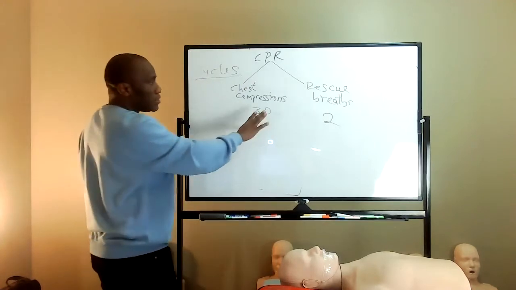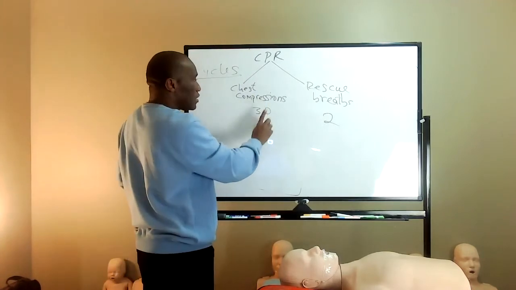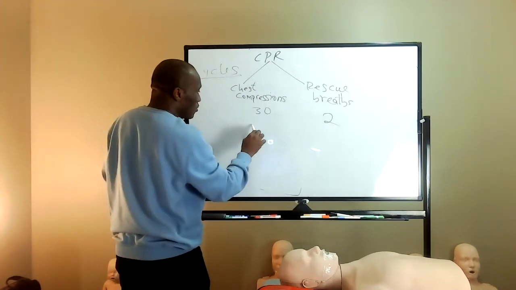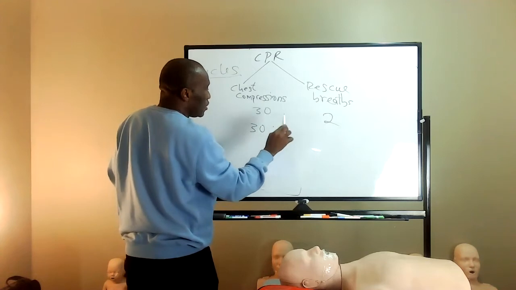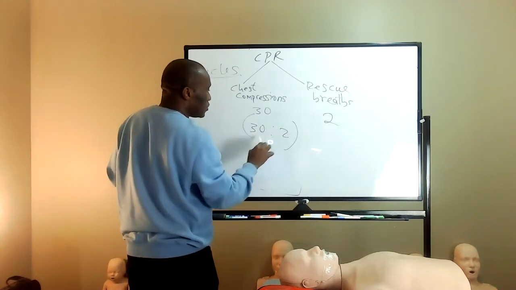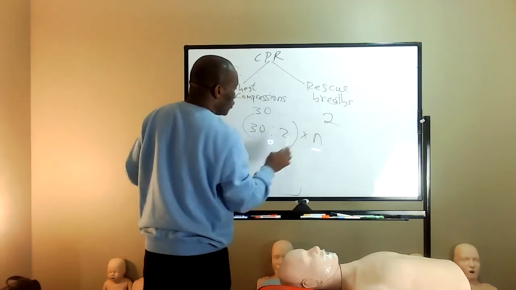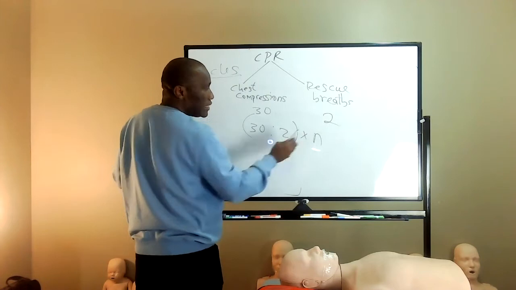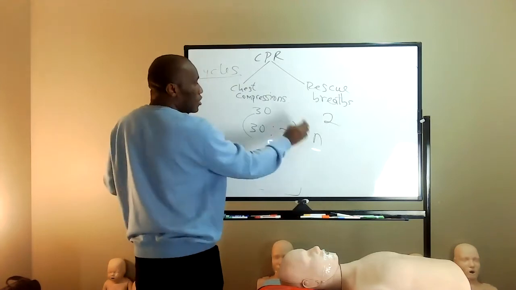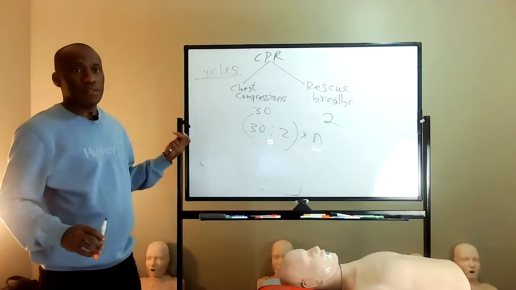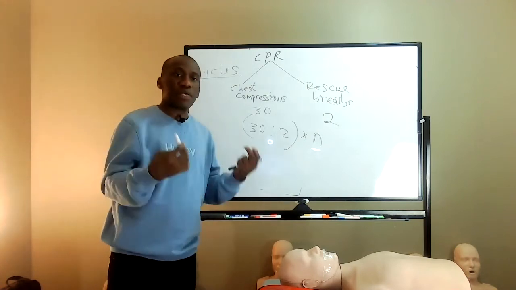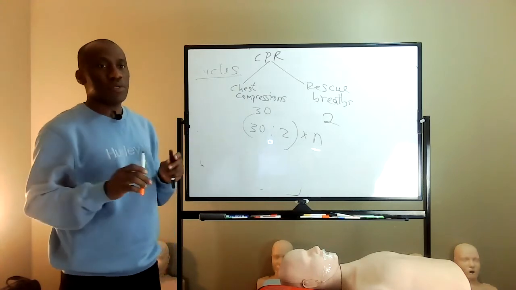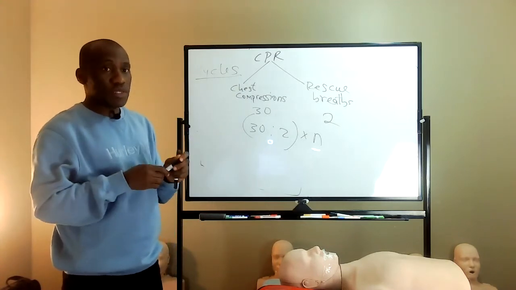Then you start your series of 30 chest compressions followed by 2 breaths. I'm going to put it in this form. So this is a cycle, and you do this cycle n times. We don't know the number of n. What that means is that when you start CPR, you don't know how many cycles you will do, so you have to continue doing that.